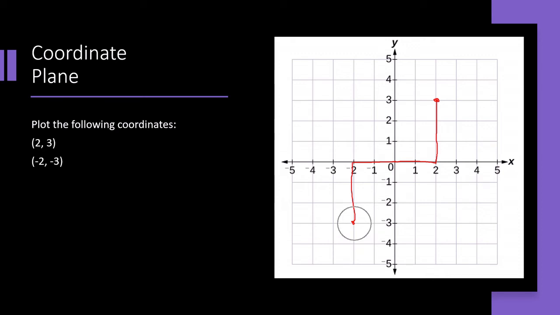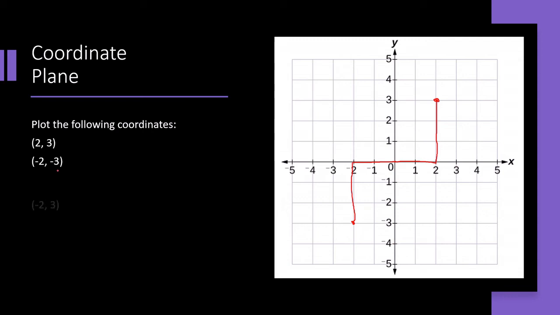Okay, so you see it does make a difference, and we have to pay a lot of attention to whether our numbers are positive or negative. And also always remember, and I'm sorry for being repetitive, that the first number represents the x-axis and the second number represents the y-axis.